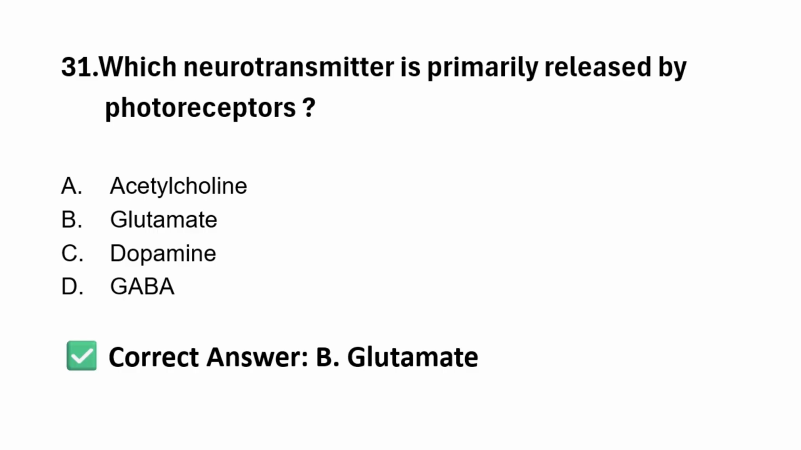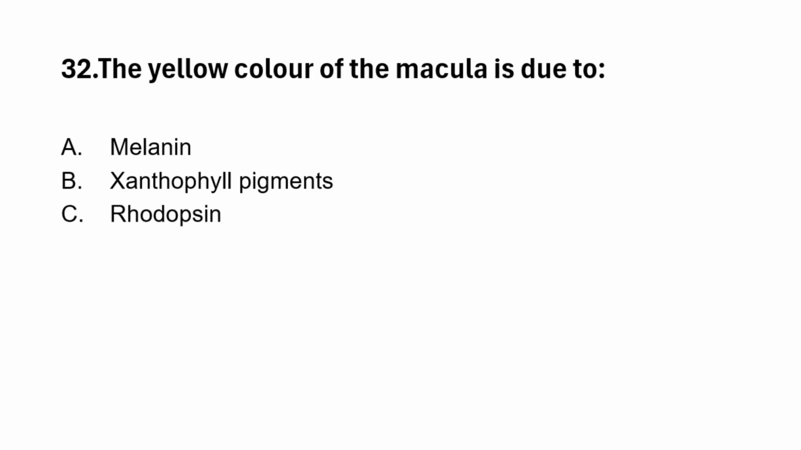Moving to the next question, question number 32. The yellow color of the macula is due to option A melanin, option B xanthophyll pigments, option C rhodopsin, and option D lipofuscin.